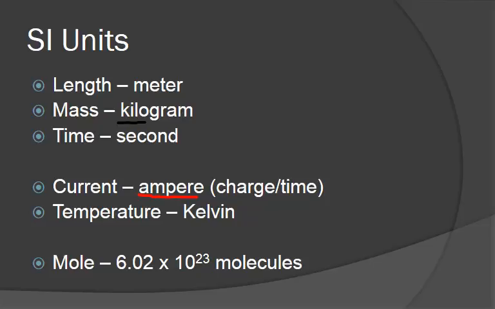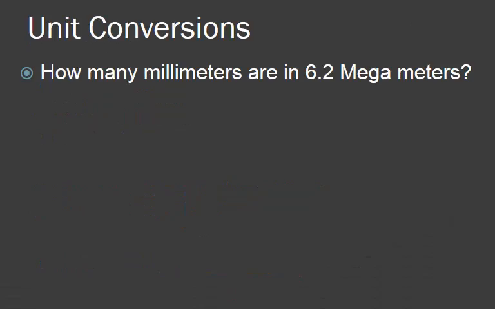It's not coulombs of charge, right? We actually derive coulombs from amperes. And then temperature in Kelvin. And then the mole is the SI unit, and that's this many molecules, 6.02 times 10 to the 23rd molecules.